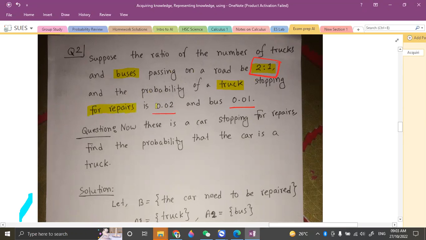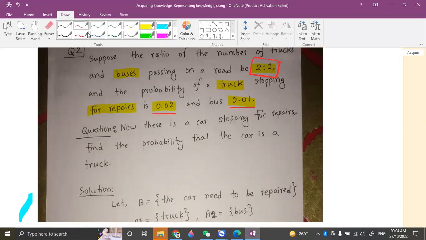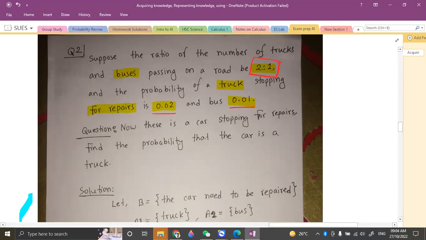So first one for truck, that is 0.02, and for bus, that is 0.01. Okay, so remember that you don't mix up those things. So just a ratio of number of trucks and buses. The first one is truck. You can also take a rough note, and it is truck. And the second one, this is bus, right? And the probability of truck stopping for repairs is 0.02. This is truck, and this is bus.